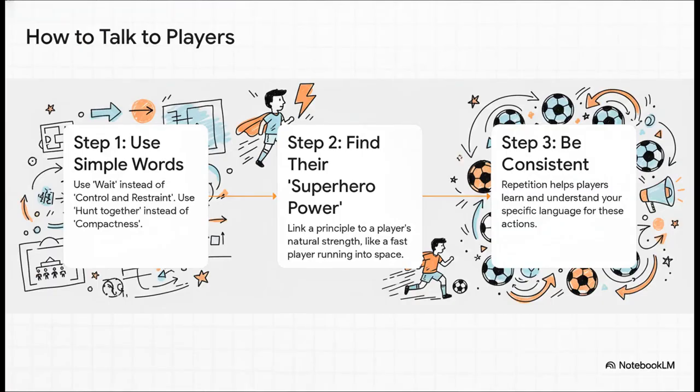Well, it really starts with your language. Ditch all the jargon. Instead of control and restraint, just say wait. Instead of compactness, say hunt together. Next, try to frame it around your player's strengths. For your super fast winger, their superhero power is penetration. Make it personal for them. And finally, just be consistent. Repetition is key. Use these simple terms over and over, and they'll become your team's tactical language.